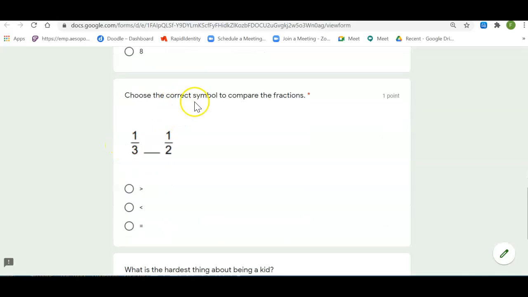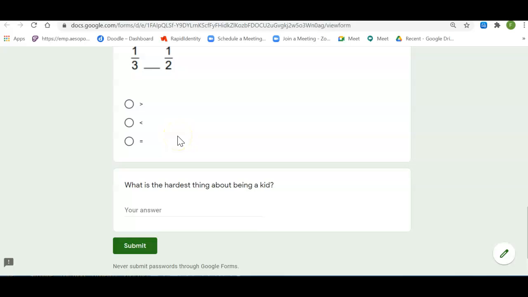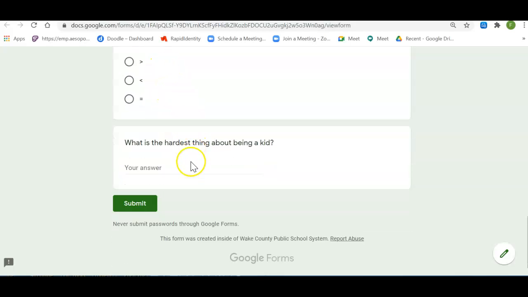All right, moving on to the next one. It says choose the correct symbol to compare the fractions. So 1/3, you're going to choose whether it's greater than, less than, or equal to 1/2. You can use models in your notebook to build the actual fractions and compare them, or you can use the cross multiply method.